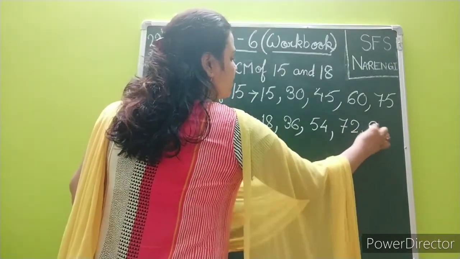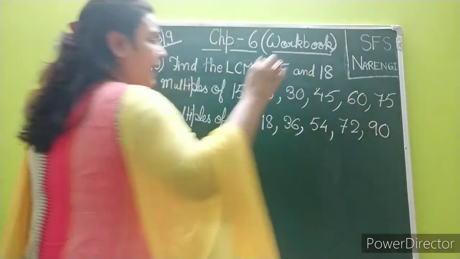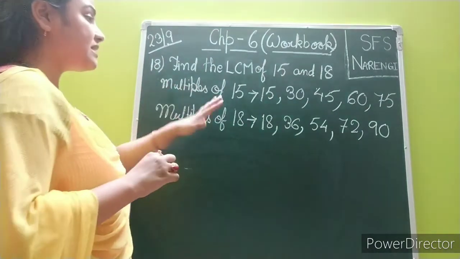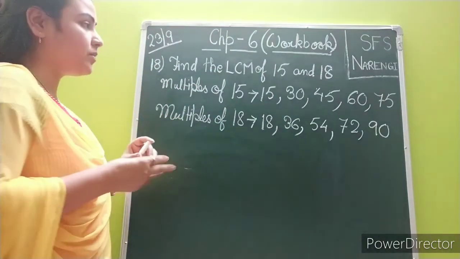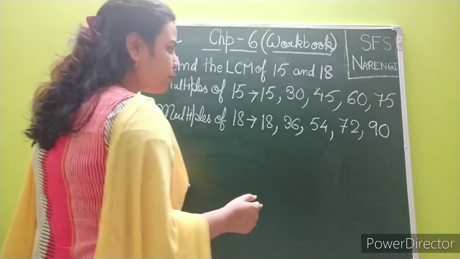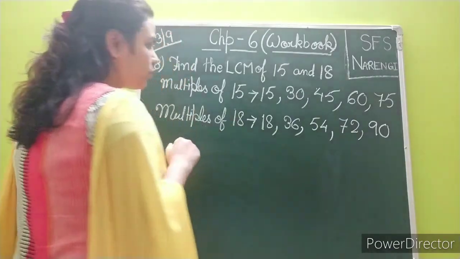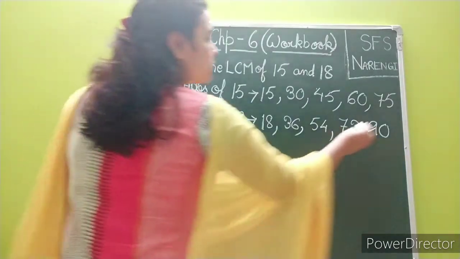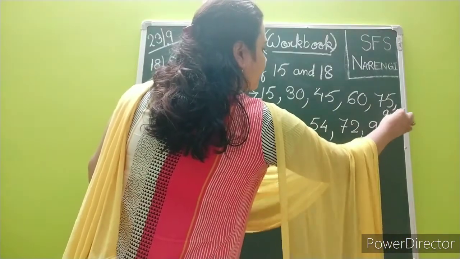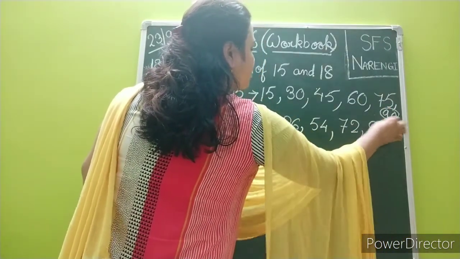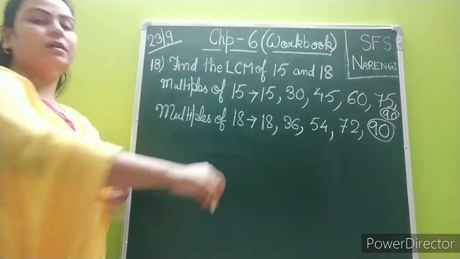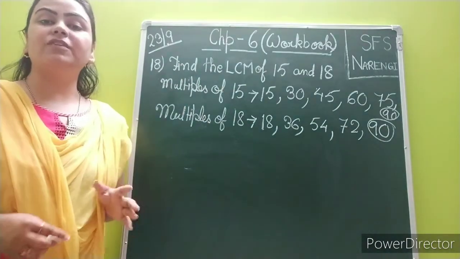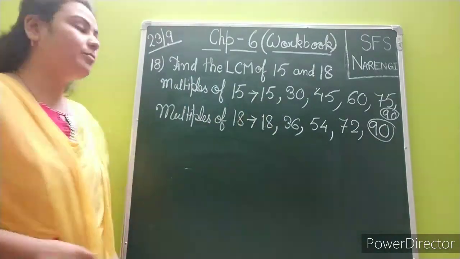And 18 fives are 90. And as we already know, 15 sixes are 90. So I'm going to write that one out there also. Okay, so 90. And this is our first common multiple of the numbers 15 and 18. 90 is the first common multiple.